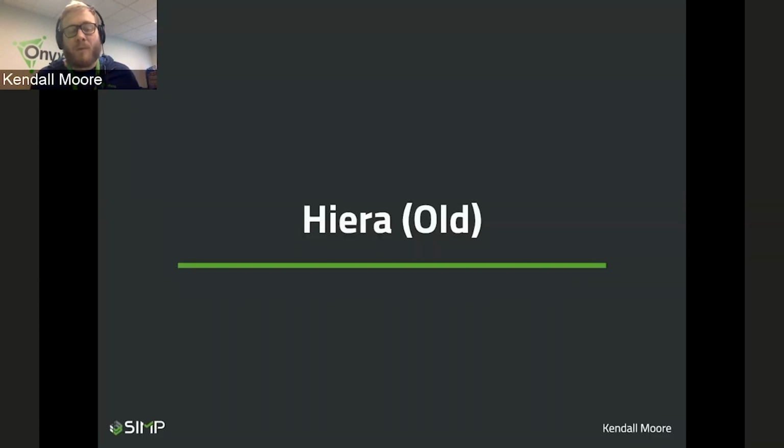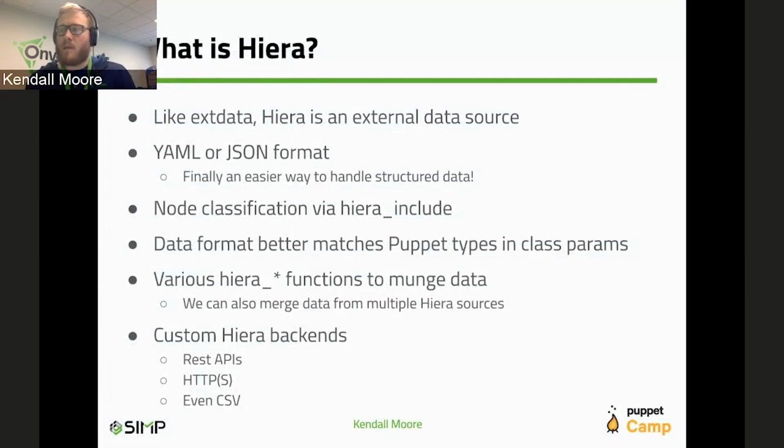We got Hiera. I'm going to call this Hiera old. You'll see two slides, one that says Hiera old and one that says Hiera new. Please note that for Hiera old, I am talking about Hiera v1 through 3, and newer than that will be Hiera new. You'll see that in a second. Like Extdata, this is another external data source. It is in YAML or JSON. I would say by far the most popular backend is YAML, if for no other reason than it supports comments. And YAML seems to just broadly be more popular than JSON these days.